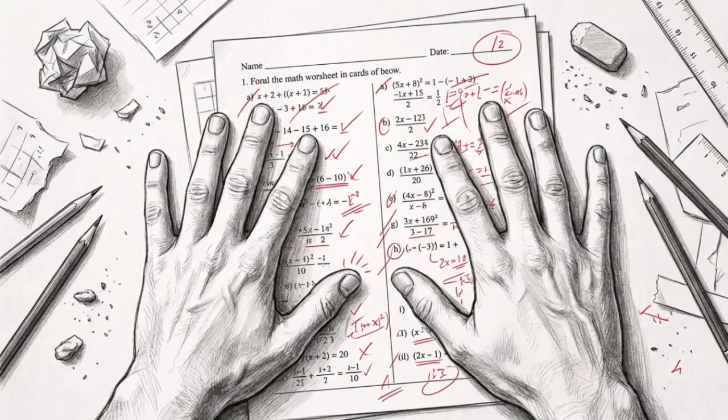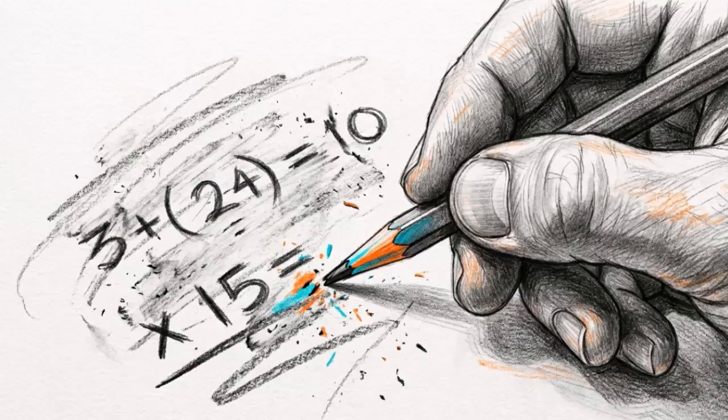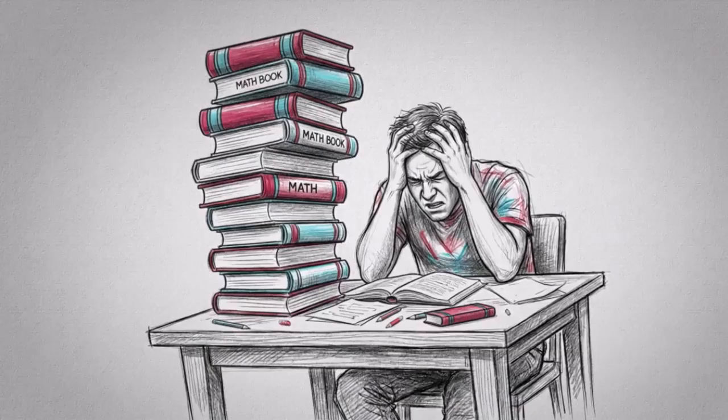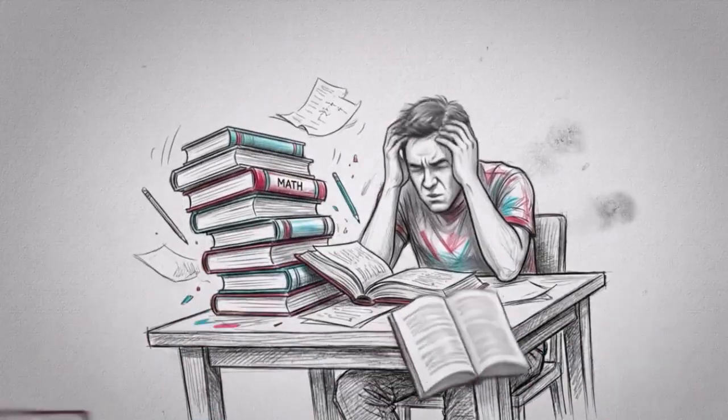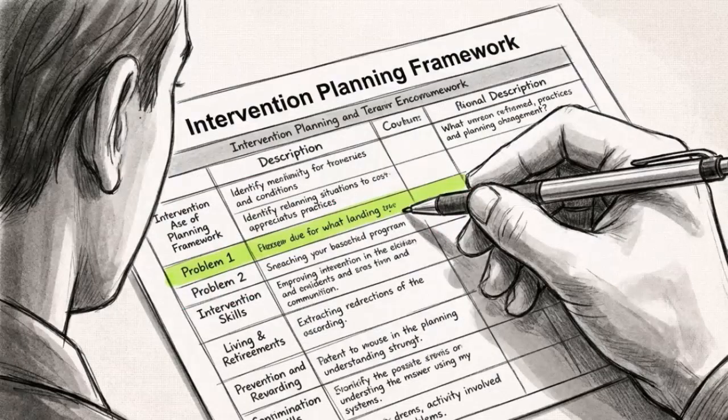Handing a struggling student another dense worksheet doesn't close learning gaps. When a child lacks foundational number sense, blind repetition often only reinforces their frustration. Placing heavy, grade-level expectations onto an incomplete foundation puts the entire structure at risk of failing under the pressure.